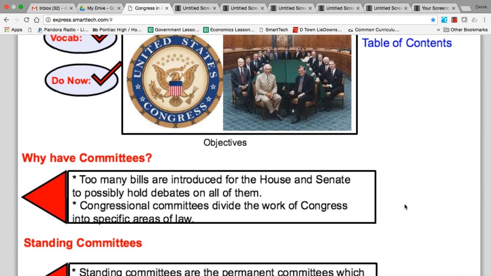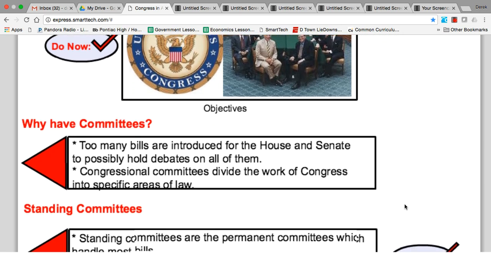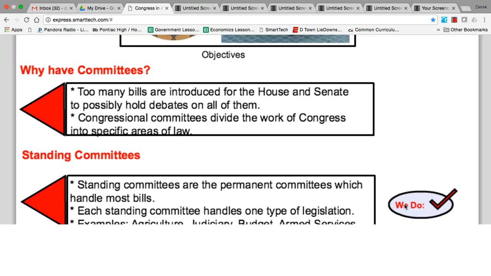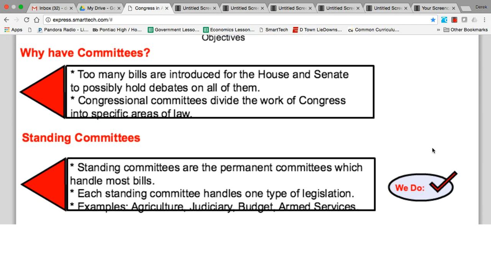Congressional committees divide the work of Congress into specific areas of law where you have representatives and senators who focus on that particular area. Where most of this work happens is in something called a standing committee. A standing committee is a permanent committee which handles most of the bills in their particular area of expertise.